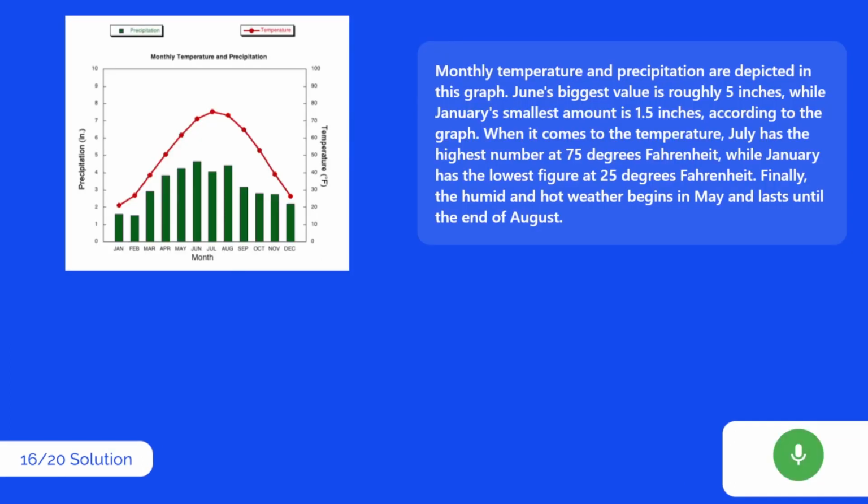Monthly temperature and precipitation are depicted in this graph. June's biggest value is roughly 5 inches, while January's smallest amount is 1.5 inches, according to the graph. When it comes to the temperature, July has the highest number at 75 degrees Fahrenheit, while January has the lowest figure at 25 degrees Fahrenheit. Finally, the humid and hot weather begins in May and lasts until the end of August.